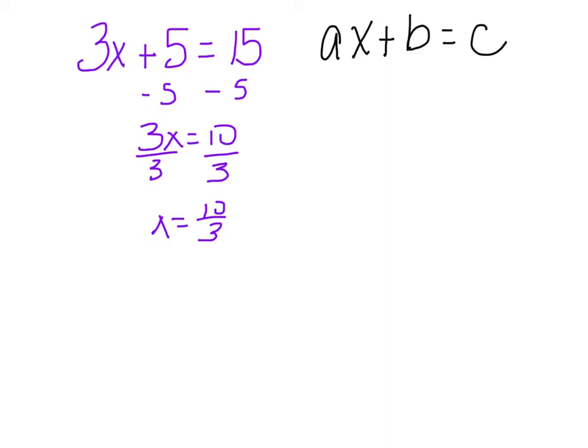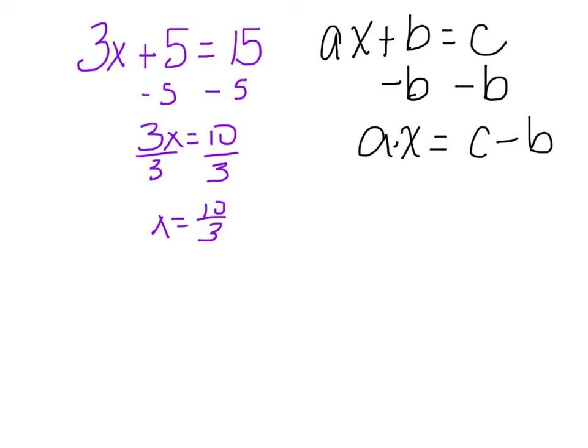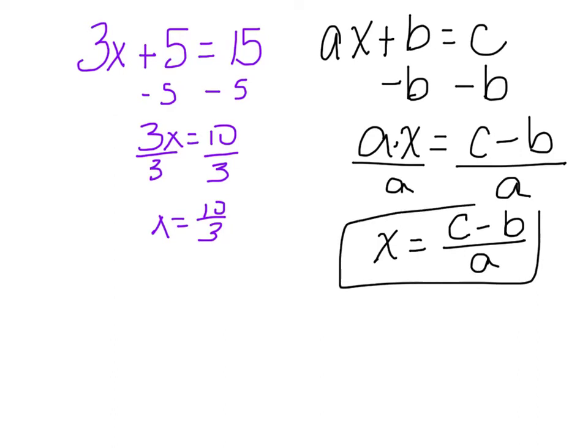So the first thing I have to do: over here, I had to add 5, so I subtracted 5 on both sides. So how do I get rid of a plus B? I have to subtract B on both sides. So then you're going to get AX equals C minus B. You cannot combine those. They're not like terms. How do I now get rid of a times A? You divide everything by A. So my answer would be X equals C minus B, divided by A. All right, example number 1.